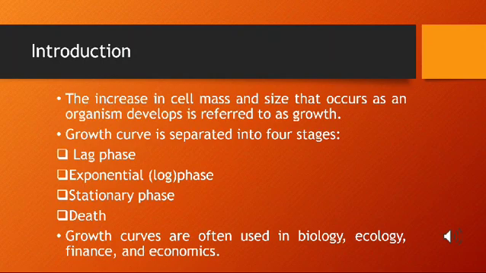The increase in cell mass and size that occurs as an organism develops is referred to as growth. A bacterial population is the number of live cells, which grows with time, and the growth curve is separated into 4 stages: lag phase, exponential or log phase, stationary phase, and death phase. Growth curves are often used in biology, ecology, finance, and economics.